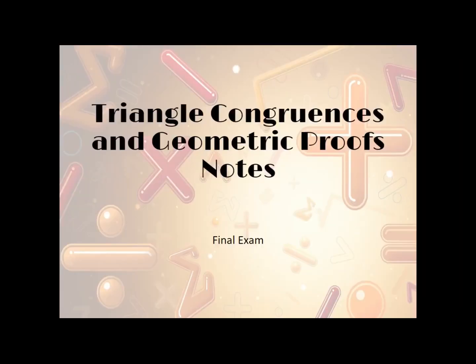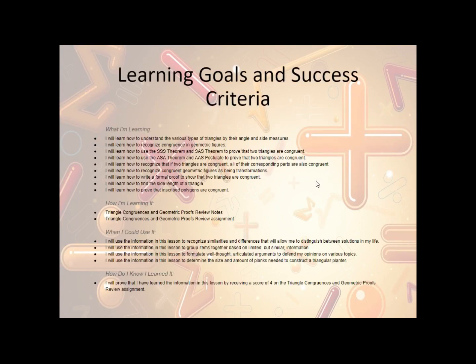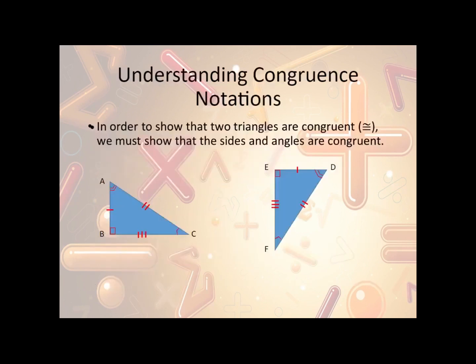Let's take a look now at the Triangle Congruences and Geometric Proofs Notes. The notes begin with the learning goals and success criteria. Now, understanding congruence. In order to show that two triangles are congruent, we must show that all the sides and all the angles are congruent. So first we need to state the parts that are congruent.